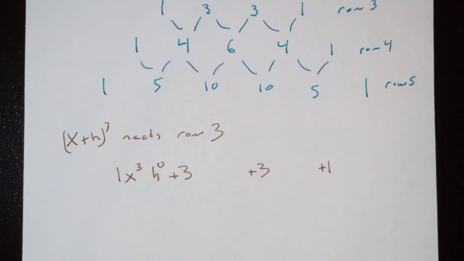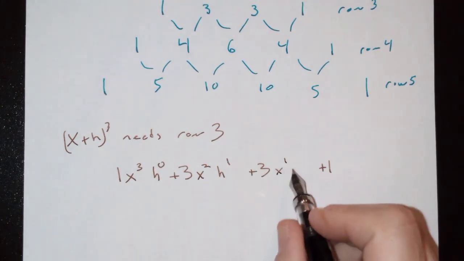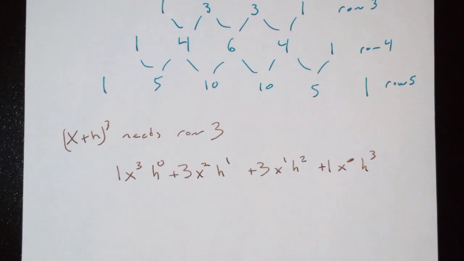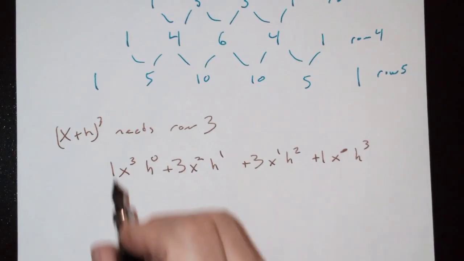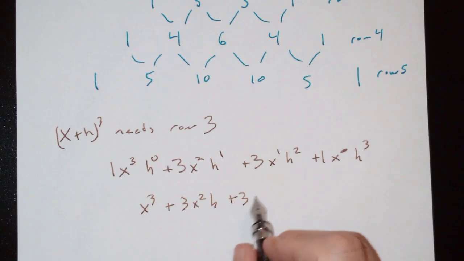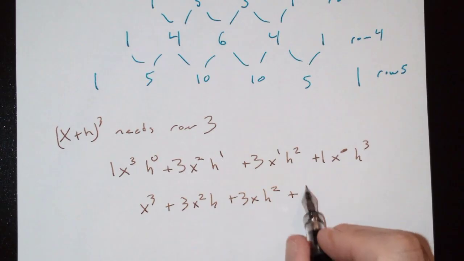As you move over, the power of x goes down every time you move, and the power of h goes up. So here, I'll have an x squared and an h to the first. Here, x to the first, h squared, and here I'll have x to the 0 and h cubed. Now, what's something raised to the 0 power? 1. So I really don't need those. And something raised to the first power is just that thing. So I can write this as x cubed, 3x squared h, 3x h squared, and h cubed.